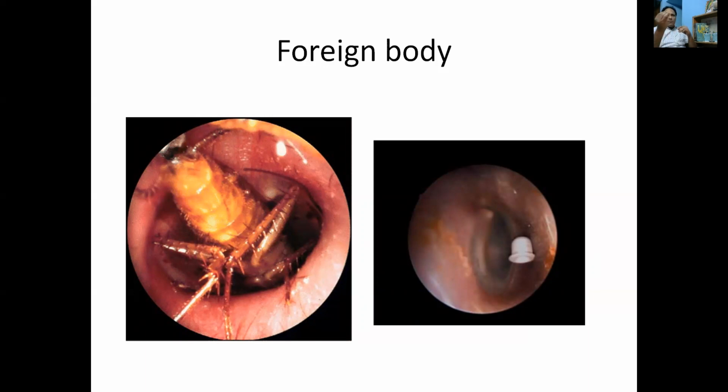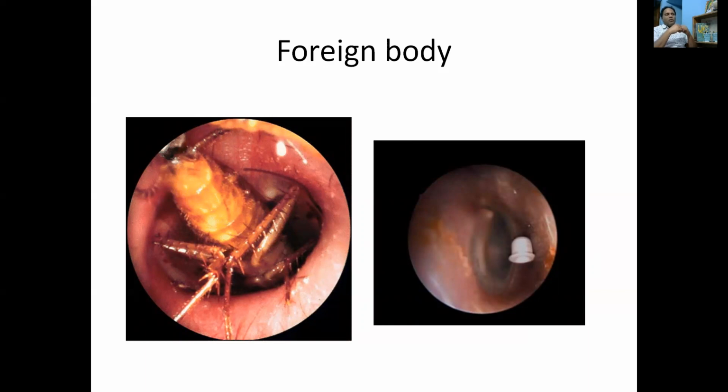For example, some paddy, rice material, or something similar. If you remove it by syringing, what will happen? It will swell, and if it swells and completely blocks the canal, it is very difficult to remove the foreign body. So in that case, you should not remove the foreign body by syringing. You have to use suctioning or a hook or something.